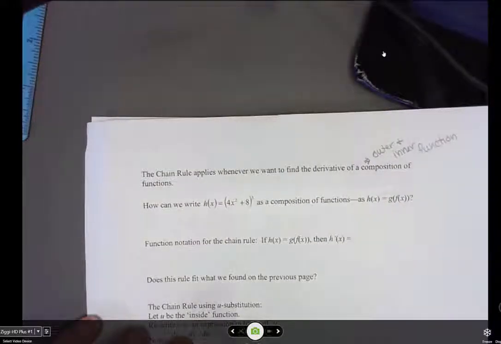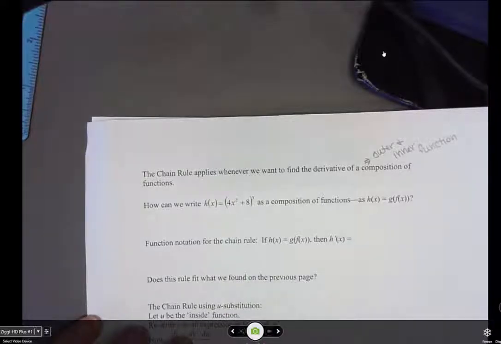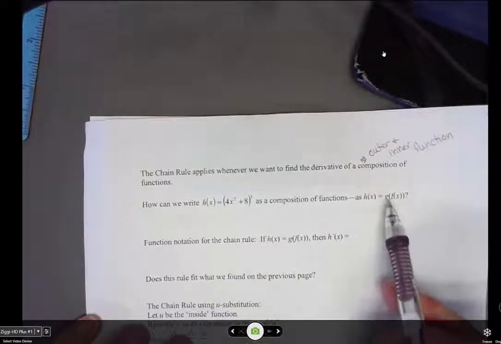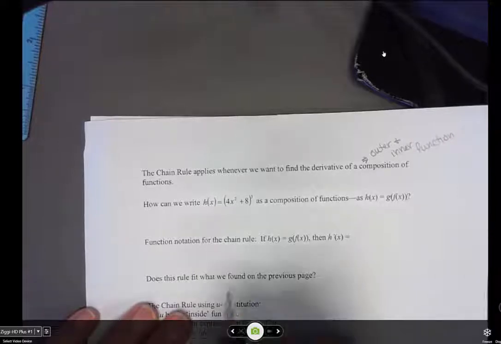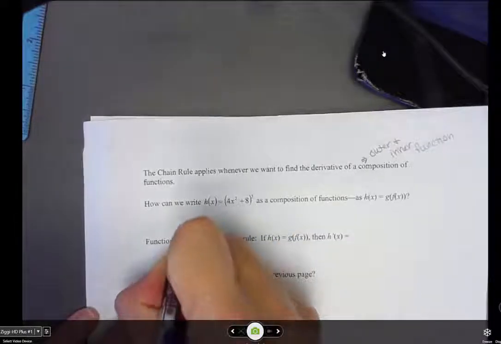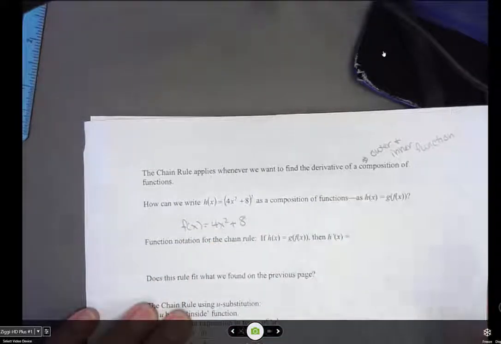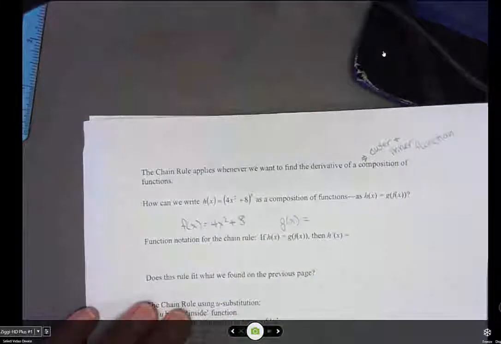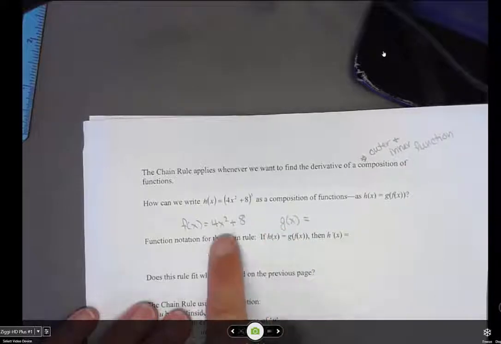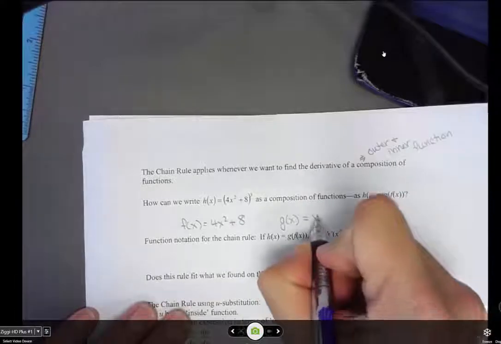So here it says, how can we write this as a composition of functions, g and f, where f is the inside function and g is the outside function. So f is, like if you have parentheses, what's inside parentheses. So in our problem, f of x is the 4x squared plus 8, the stuff inside parentheses. And then g of x is the outside function. Well, what do we do after 4x squared plus 8? Then we cube. So g of x would just be the cubing function, x cubed.